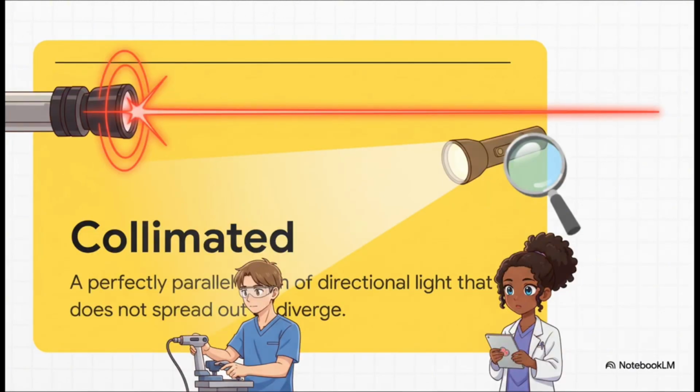And number 3, the beam is collimated. Think about a flashlight. The farther the beam travels, the more it spreads out and gets weaker, right? A laser beam is the opposite. The light waves travel in a perfectly parallel, tight little beam that basically doesn't spread out at all. This lets you deliver a tiny, precise spot of energy from a distance.